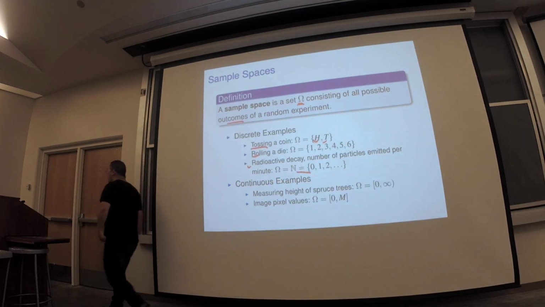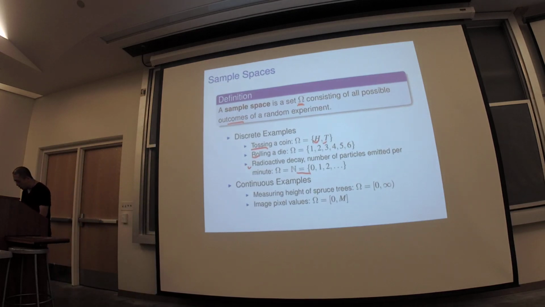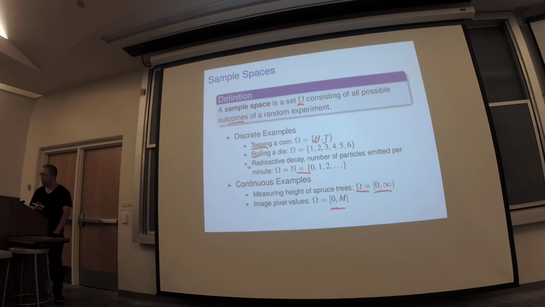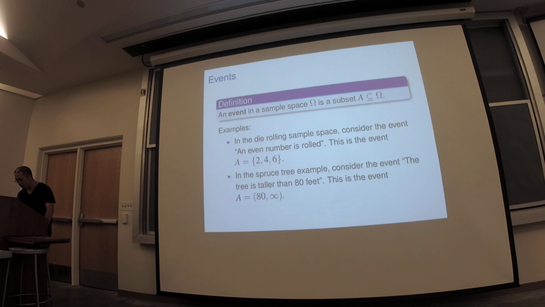And also you can do continuous experiments. Then your outcomes might be some continuous numerical values. Say if you measure the height of some trees, then your outcome will be positive real values. And if you want to take a look at the image pixel values, there could be some bounded real values. So this is sample space.